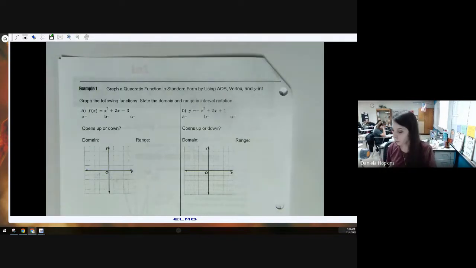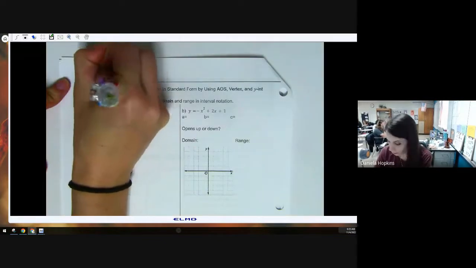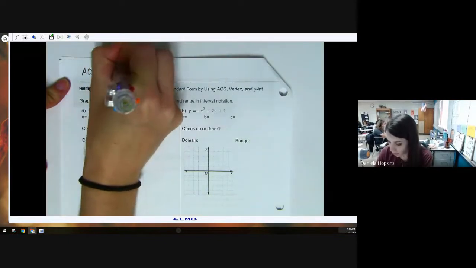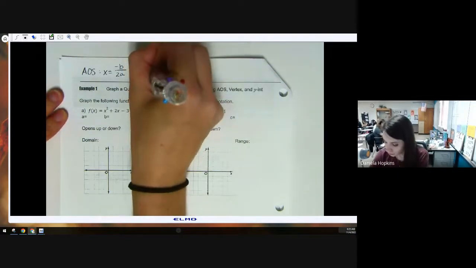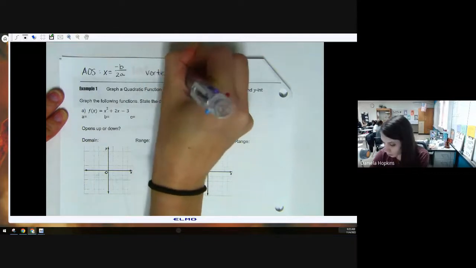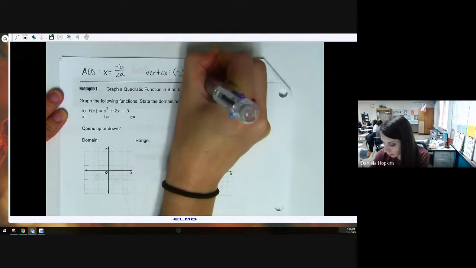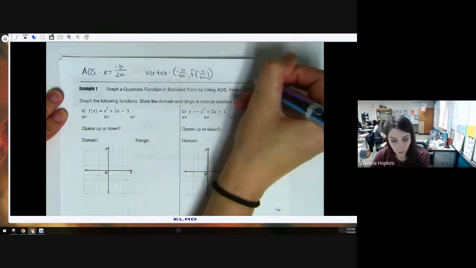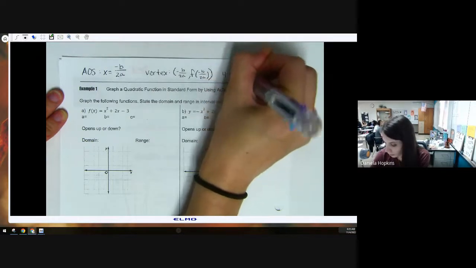So I like to put the formulas on top just always so that I can help myself memorize them and also so they're right there. Negative b over 2a. That's my axis of symmetry, and it is x equals because it's a vertical line. My vertex is negative b over 2a, comma, f of negative b over 2a. And then my y-intercept is 0, comma, c.